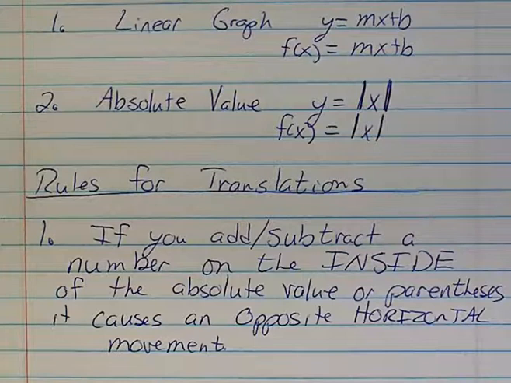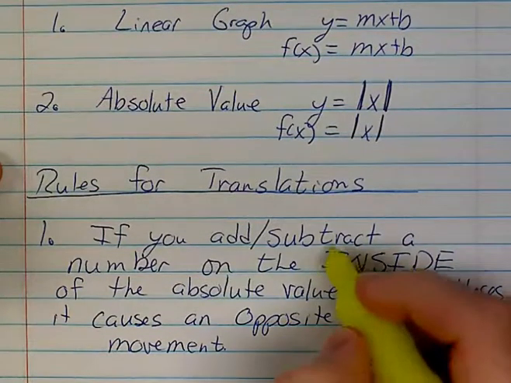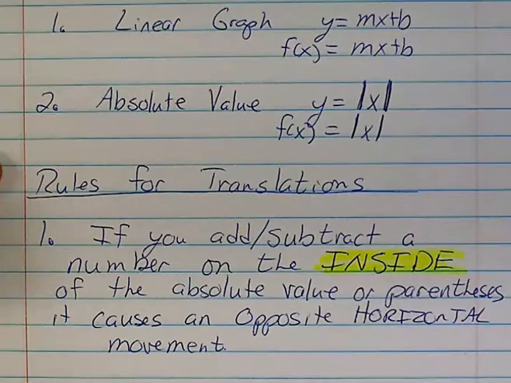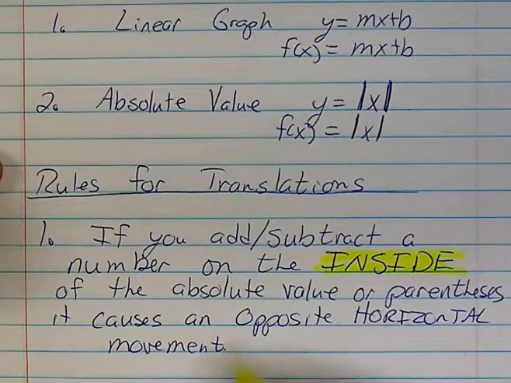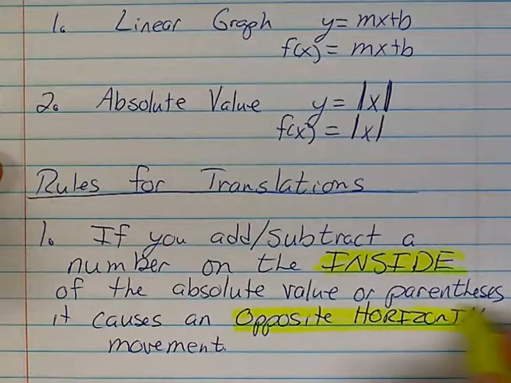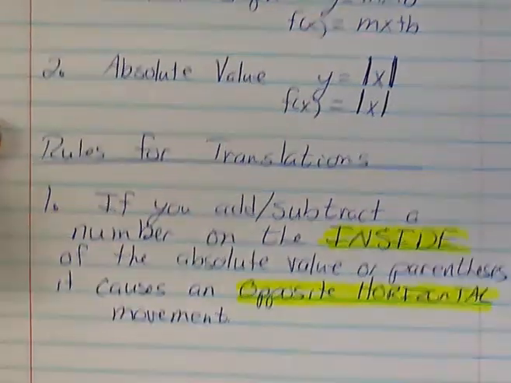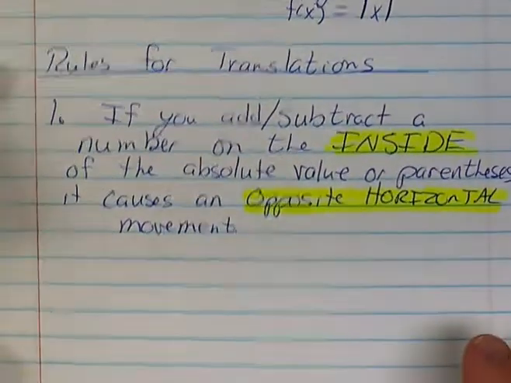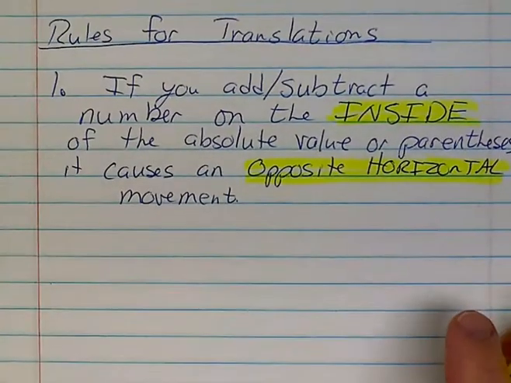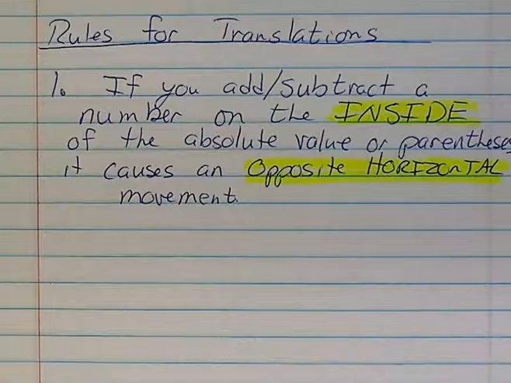Okay, and this is the one big thing you want to key on. Where is the number that we're going to work with? If it's on the inside of whatever it is that they give to you, whether it's an absolute value or parentheses, you're going to move it in the opposite horizontal direction. Okay, so that's the first big idea, the first big topic that we look at for this one.